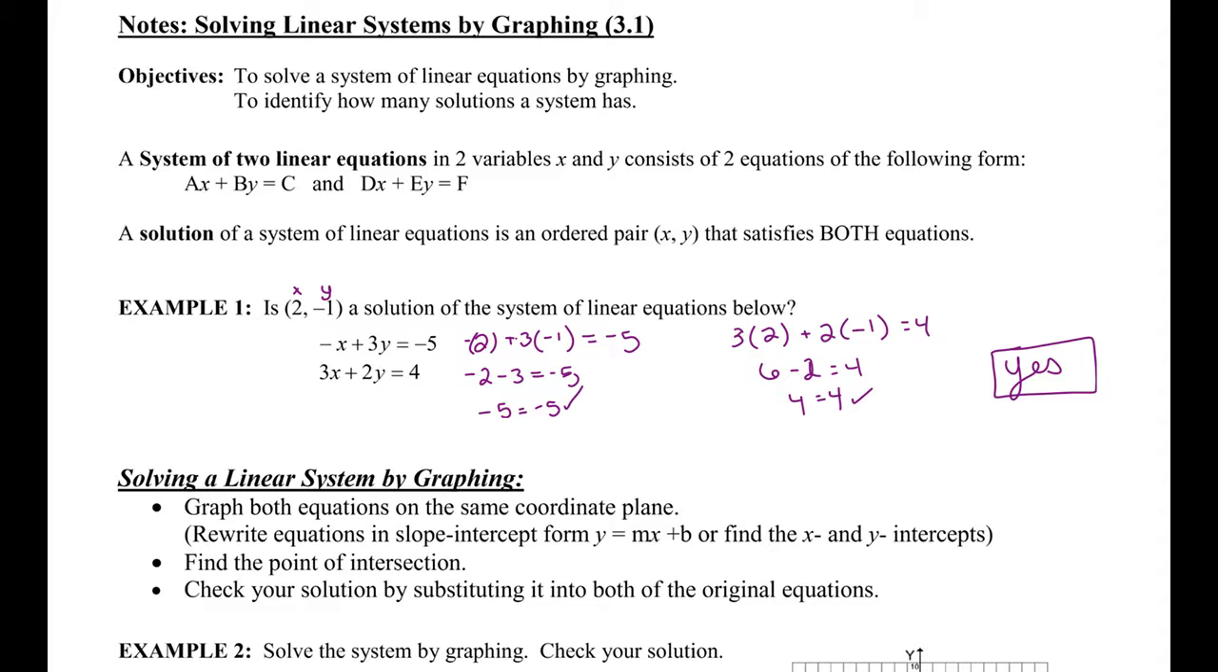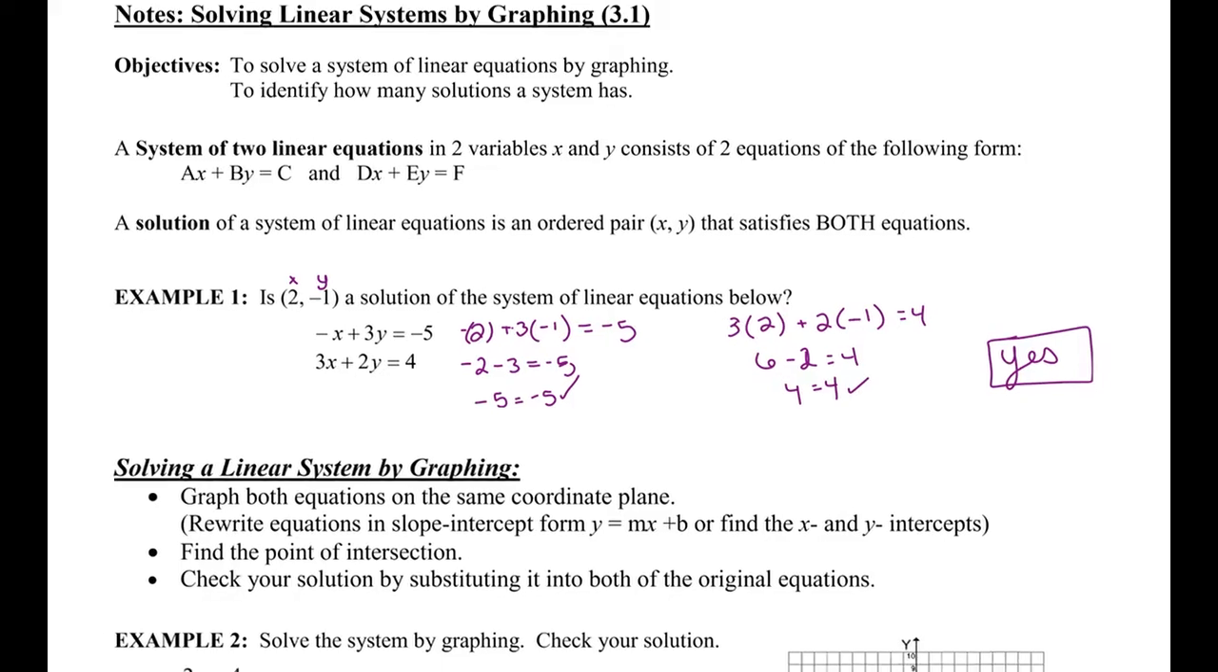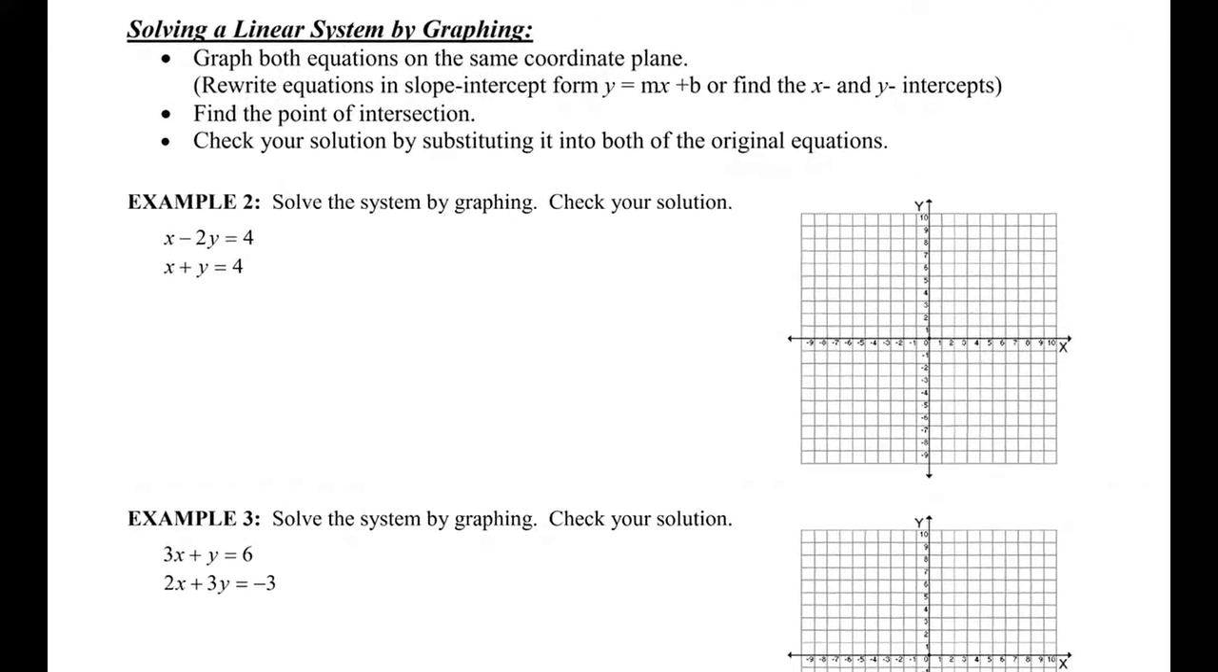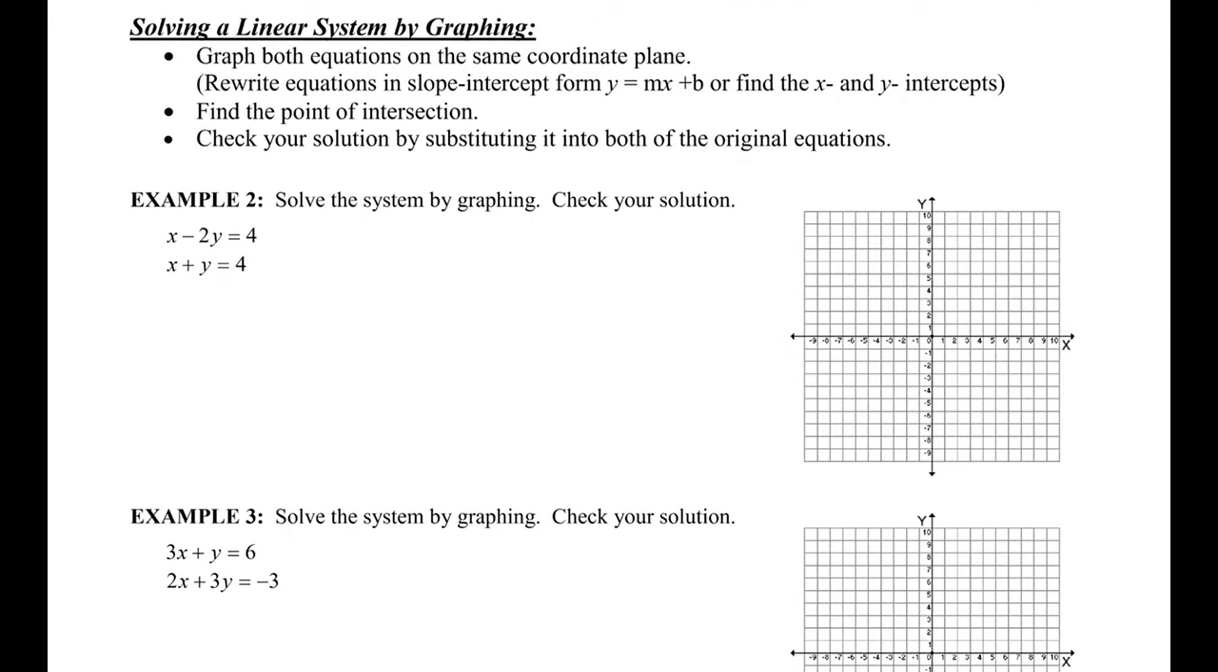Next, we're going to look at solving a linear system by graphing. In order to do this, we need to graph both equations on the same coordinate plane. To do this, we're going to rewrite them in slope-intercept form, y equals mx plus b, or you can graph them using x and y intercepts. Then we're going to find the point where they intersect and check our solution by substituting it into both of the original equations, just like we did with example number 1.